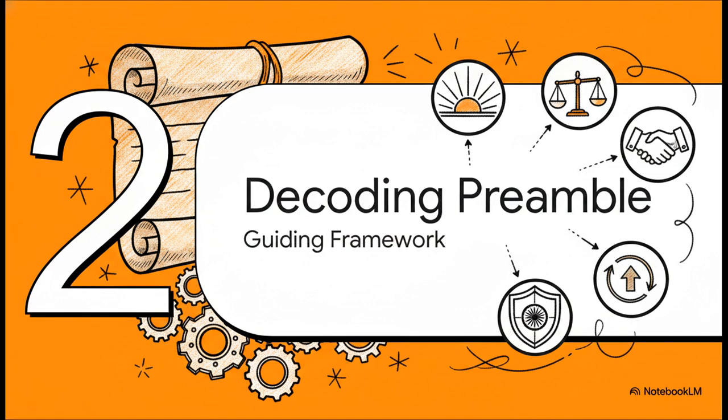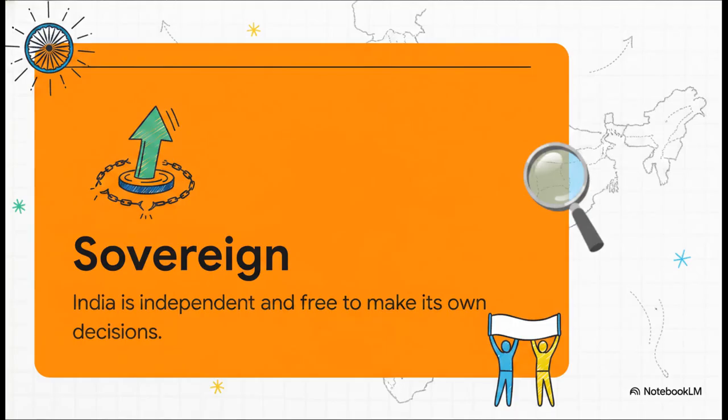All right, let's shift gears a bit. Section 2. Decoding the Preamble. Before you get totally lost in the weeds of specific laws and all those articles, you really have to understand the preamble. This is the introductory statement, but please do not mistake it for just a polite greeting. It is the philosophical heartbeat of the whole text. It's the ultimate guiding framework we use to interpret every single law we'll study in this class.